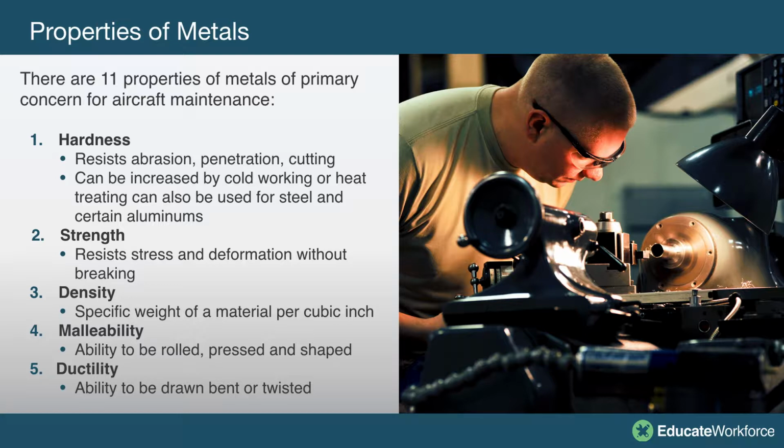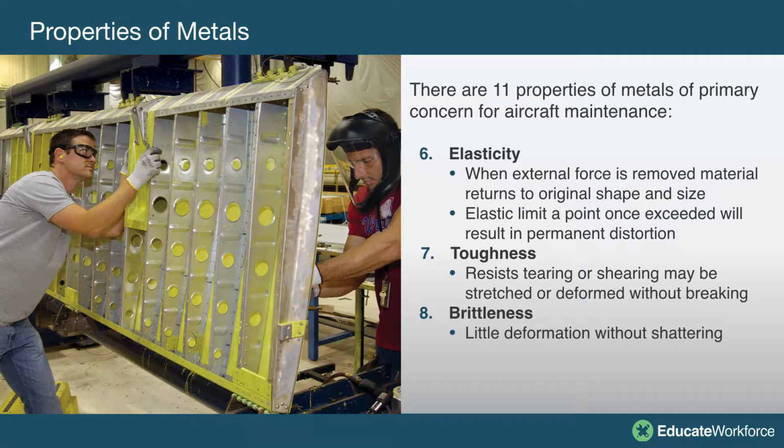Density is a specific weight of a metal per cubic inch. Malleability allows the material to be rolled or pressed or shaped, whereas ductility gives it the ability to be drawn or bent or twisted. The property of elasticity deals with external forces. When they're removed from a material, it returns to its original shape and size.